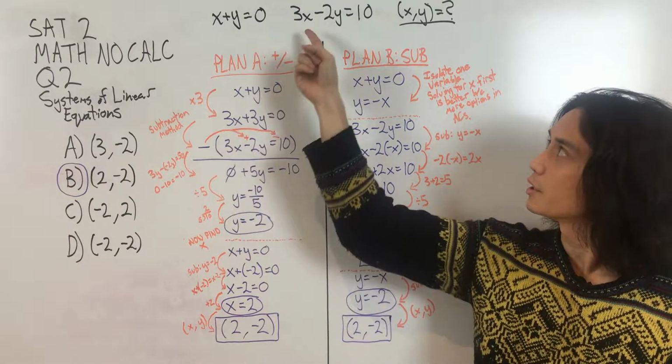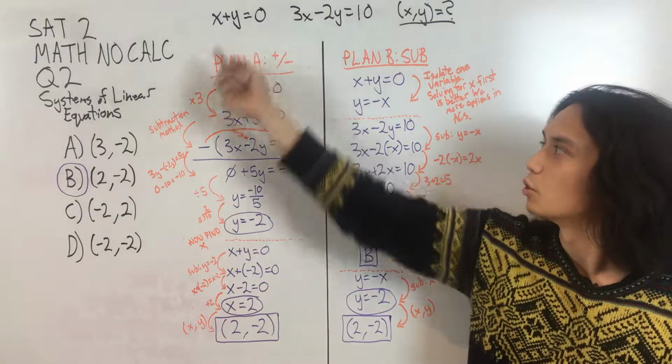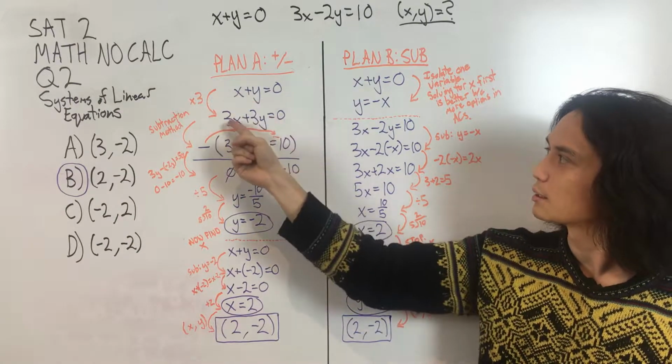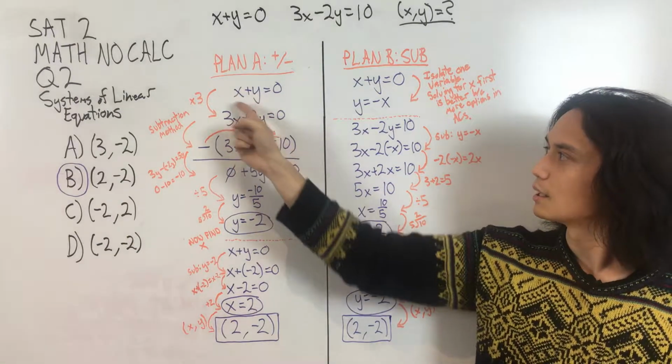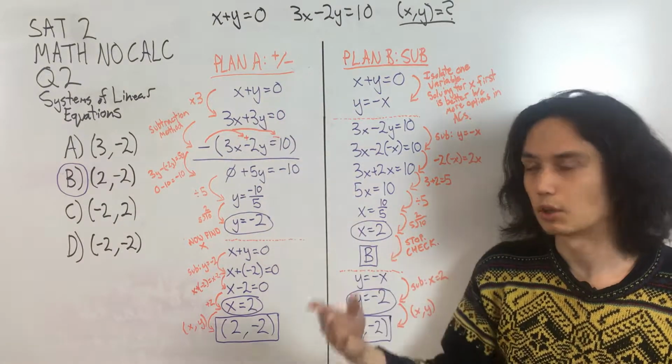Why are we doing that? Well, this is a 3 right here, and we want them to match, so we're just going to bring this whole equation up to make these 3's match. That's what's happening. So x times 3 is 3x, y times 3 is 3y, and 0 times 3 is just 0.